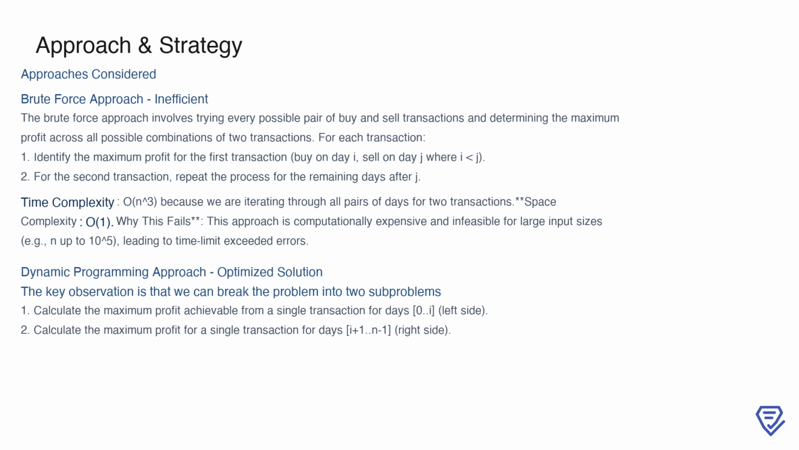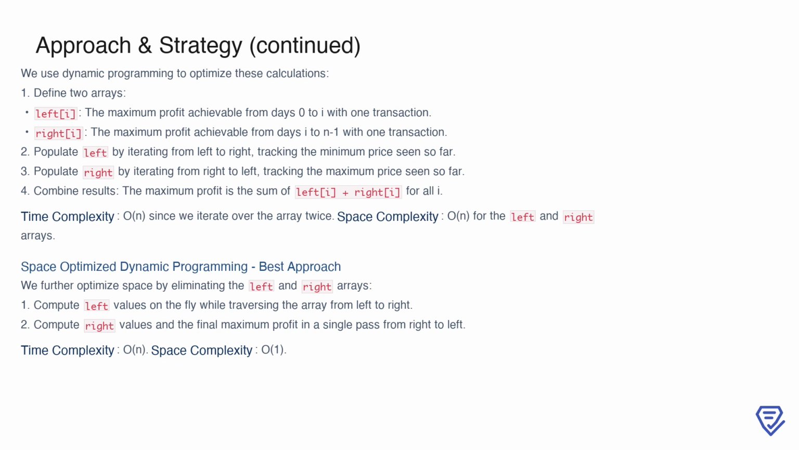Recognizing this limitation, we turn to dynamic programming, which allows us to break the problem into smaller, manageable subproblems. The main idea here is to calculate the maximum profit for 2 distinct time periods, one covering the days from the start to a given day, and the other covering the days from that point to the end. This observation lays the foundation for a more efficient solution. To implement the dynamic programming approach, we use 2 arrays to simplify our calculations.